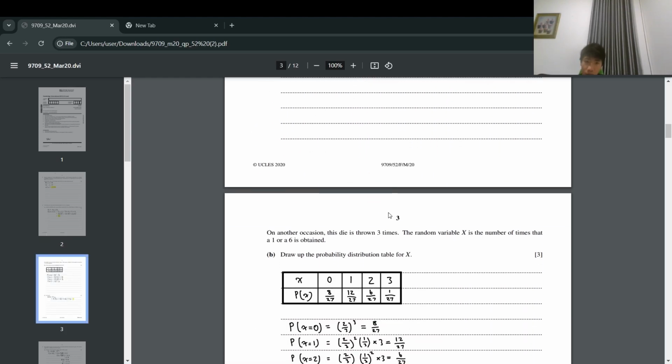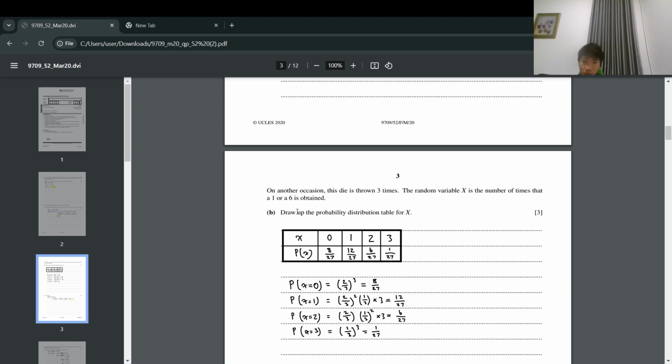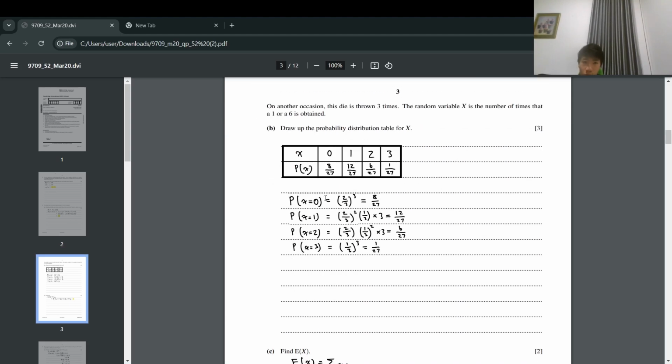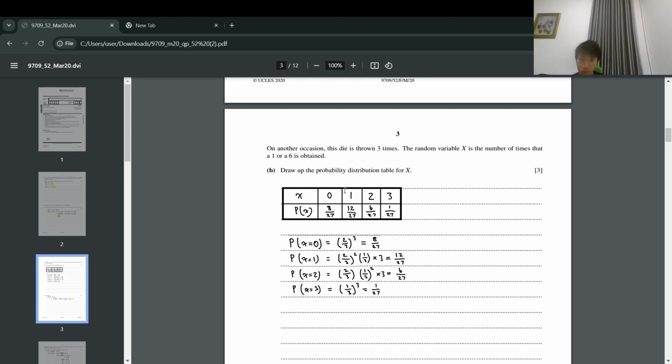On another occasion, the die is thrown 3 times. The random variable X is the number of times that 1 or 6 is obtained. Okay, so we are asked to find the probability distribution table for X. So there will be of course 0, 1, 2, 3 for X, as 0 is the probability that 1 or 6 is obtained 0 times, 1 is the probability that 1 or 6 is obtained 1 time, 2 is the probability that 1 or 6 is obtained 2 times, and 3 is the probability that 1 or 6 is obtained 3 times.